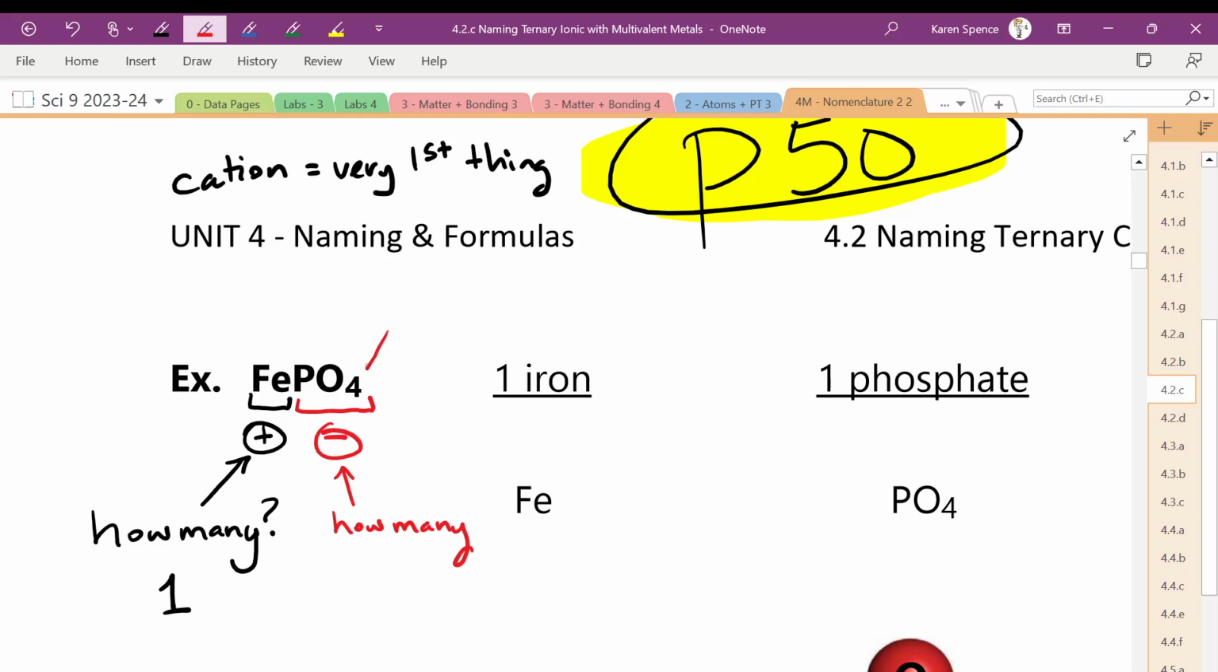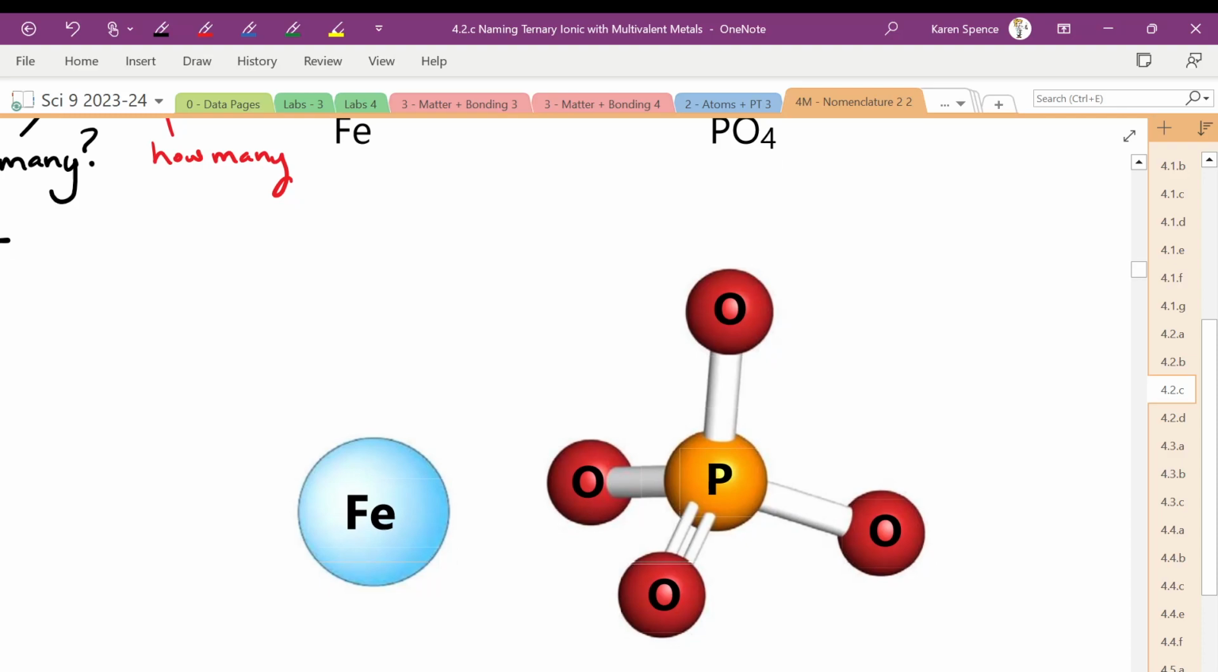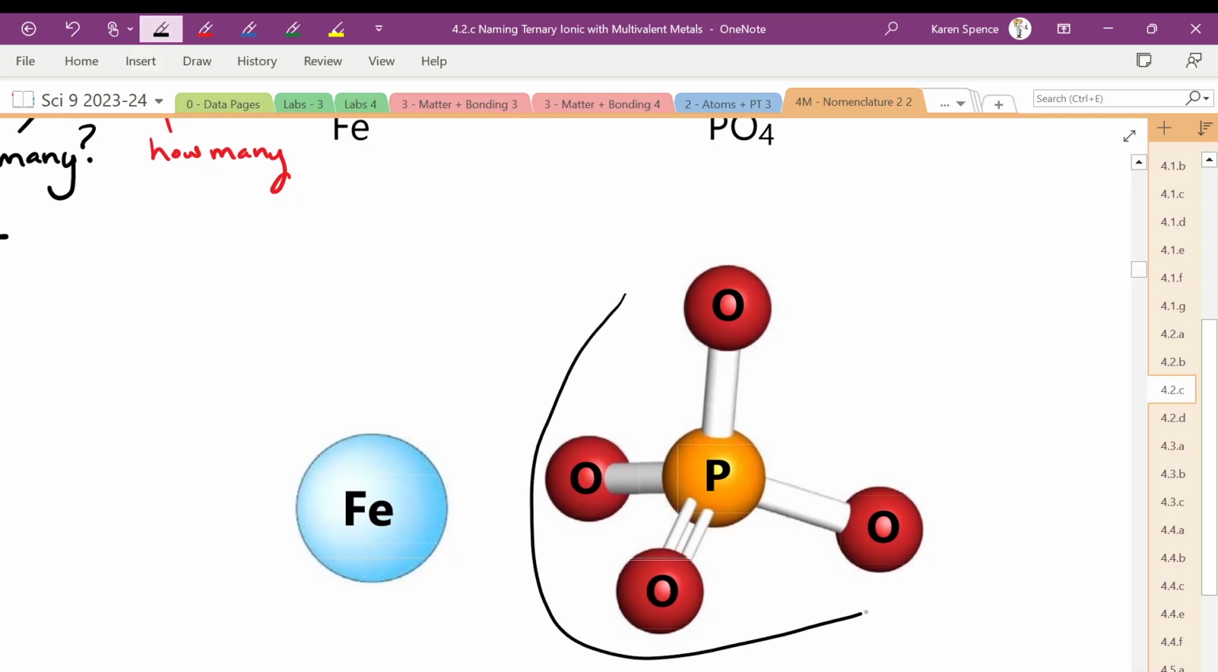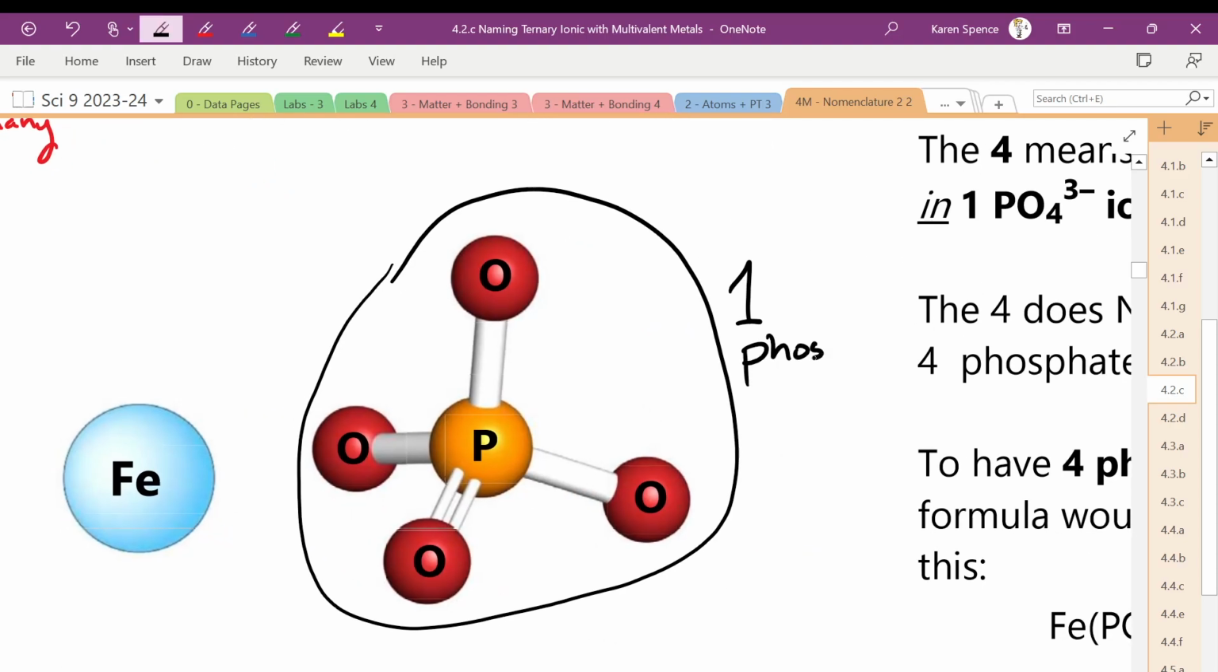However, that little 4 there doesn't tell you that there's 4 phosphates. It tells you that when you have one phosphate, it contains 4 O atoms, but we really only have one phosphate. So the 4 does not tell us how many phosphates we have. The only thing it tells us is that phosphate contains 4 O atoms.